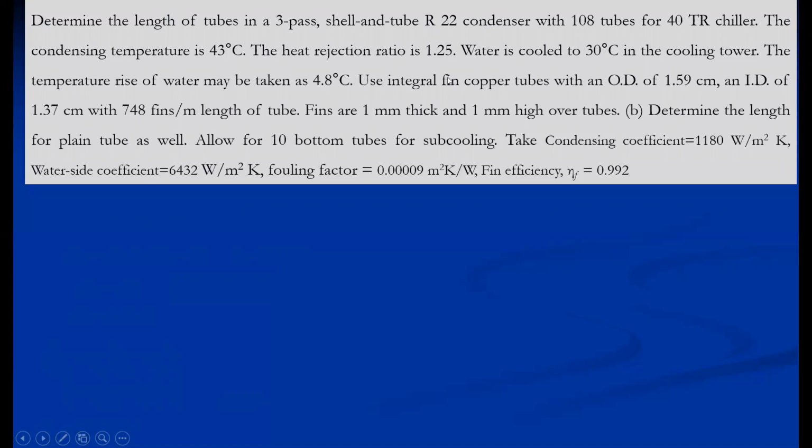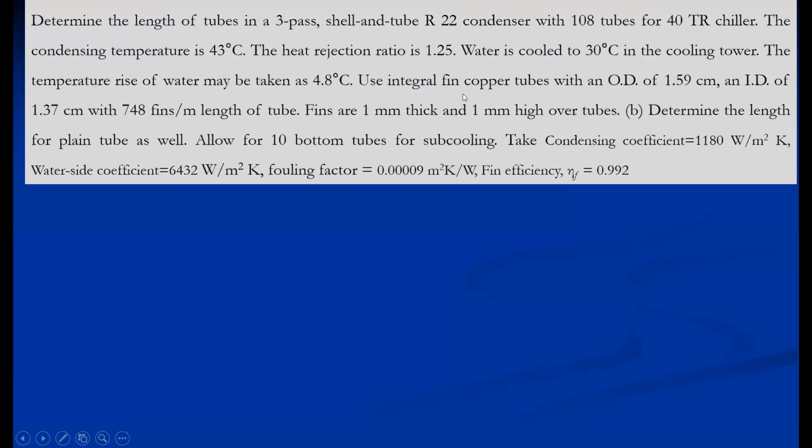The heat rejection ratio is given. Heat rejection factor or heat rejection ratio, that is 1.25, is given. Water is cooled to 30 degrees Celsius in the cooling tower. So as the water is cooled in the cooling tower, definitely this is the inlet temperature of the condenser, because after cooling it goes to the condenser. The temperature rise of water may be taken as 4.8. So again, all three temperatures are given: 43 degrees Celsius condensing temperature, and the water in and out temperatures.